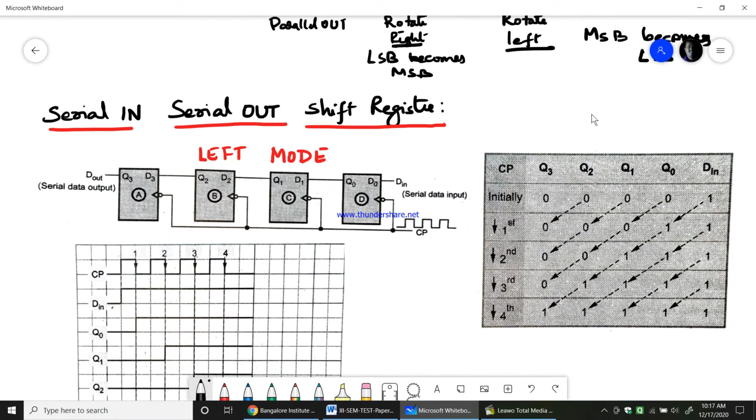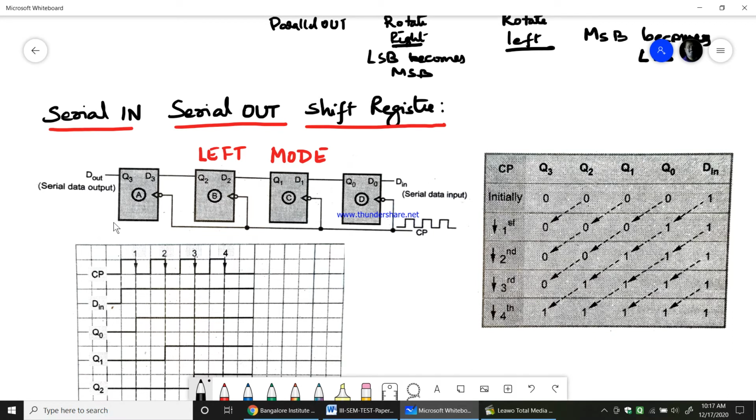Let us look into serial in, serial out shift register operation. There are two modes of operation again in serial in, serial out. As we discussed earlier, we have two modes of operation. One is the left mode, the other one is the right mode.